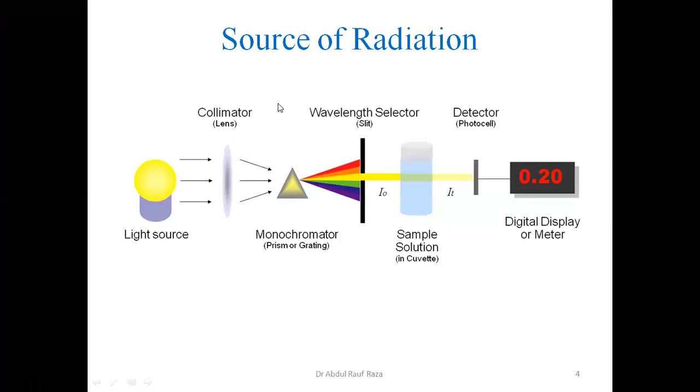So I'm just going to present the source of radiation for UV visible spectroscopy. If you remember, we have two different bands, the visible band as well as the UV band. So for UV light, we make use of a deuterium lamp.